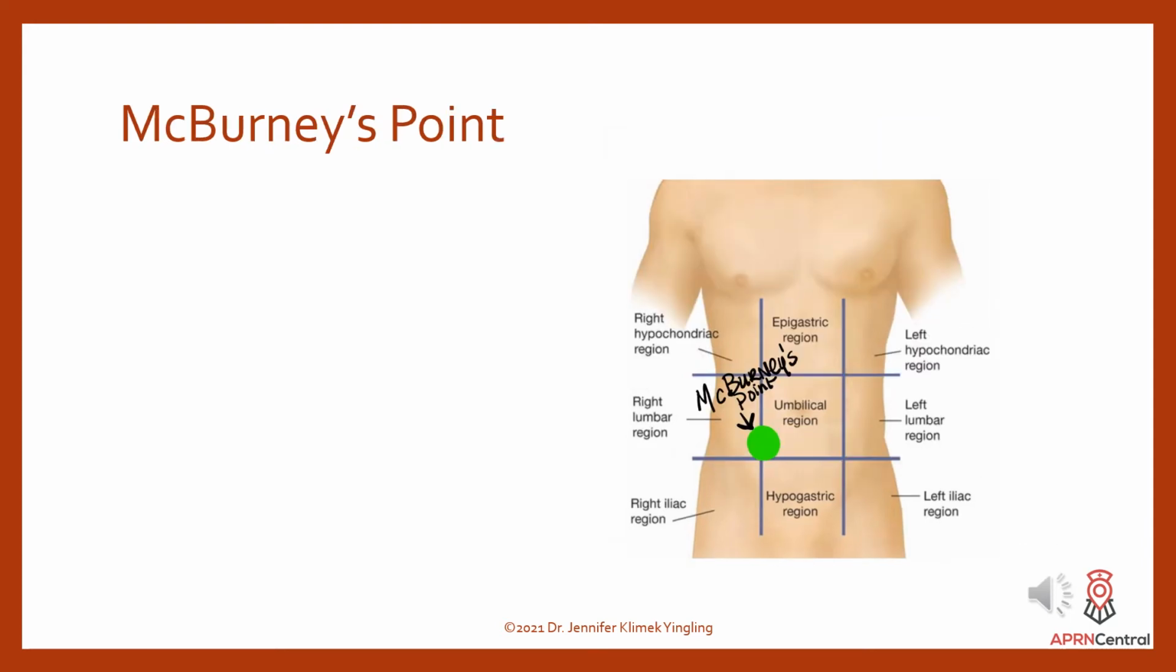This graphic will show you where McBurney's point is. It is in between the right iliac crest and the umbilical region. This is what is called McBurney's point. Pain to this area may indicate appendicitis.